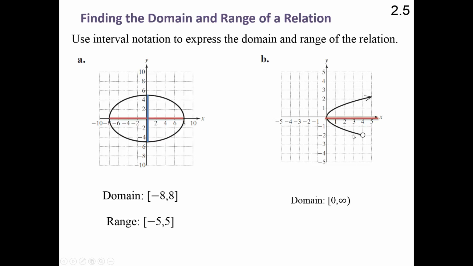And the range, well, it looks like the range would start at -2, but -2 is not included. And then all of these points, if you take the y-coordinate of these points on the graph, the y-coordinate starts at -2, and then as this continues to increase, the y-coordinates will increase as well. So it looks like the interval we're talking about starts at -2, but then continues. So the range would be from -2 to infinity.